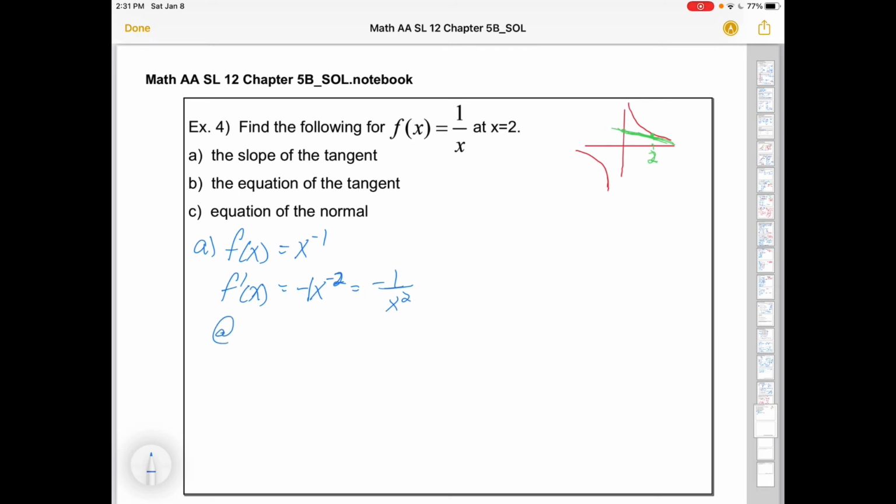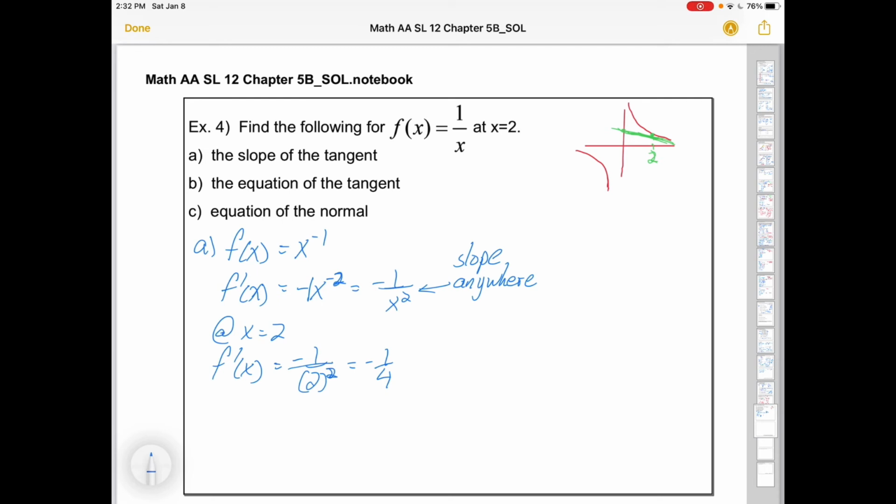And we care about what's going on at x equals 2. So this is the slope anywhere. The slope at 2 is going to be negative 1 over 2 squared, or negative 1/4. That makes sense. We said it was going to be negative and not very steep.